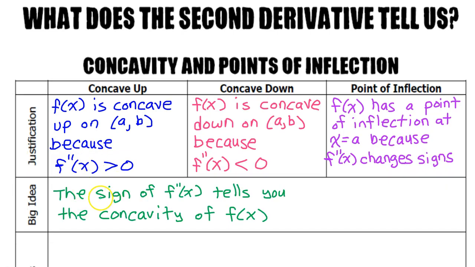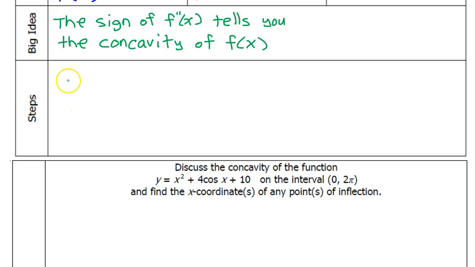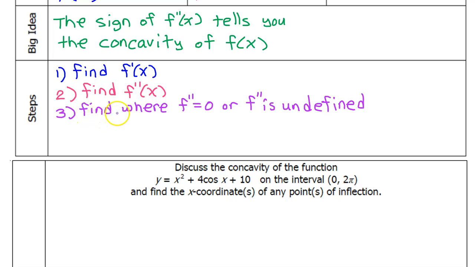The big idea is that the sign of f double prime tells you the concavity of the original function f of x. Here are the steps for finding intervals of concavity or points of inflection. Step 1. Find f prime. Step 2. Find f double prime, the derivative of f prime. Step 3. Find where f double prime is equal to 0 or where f double prime is undefined.